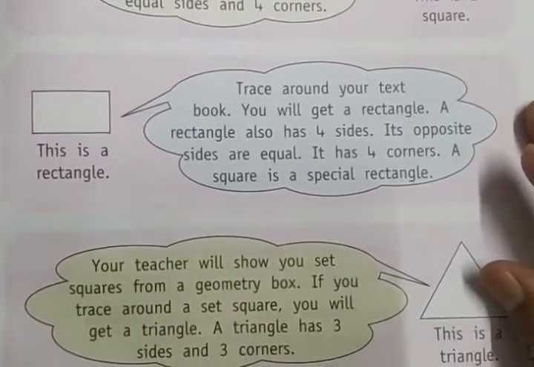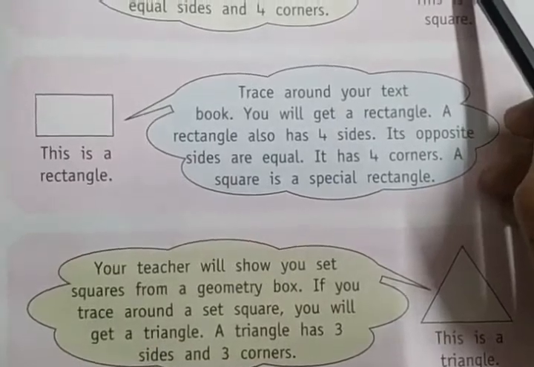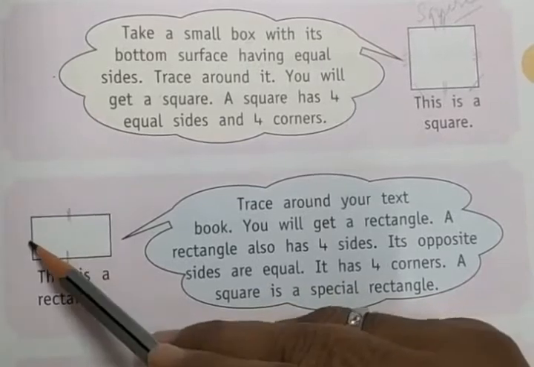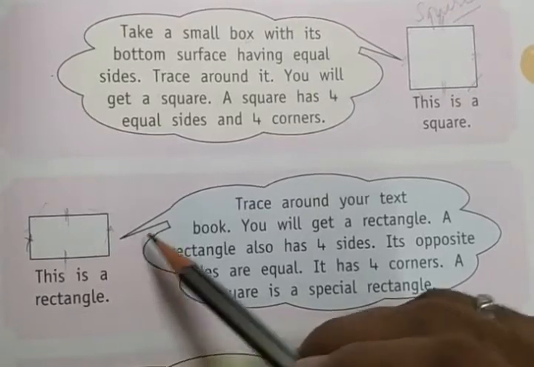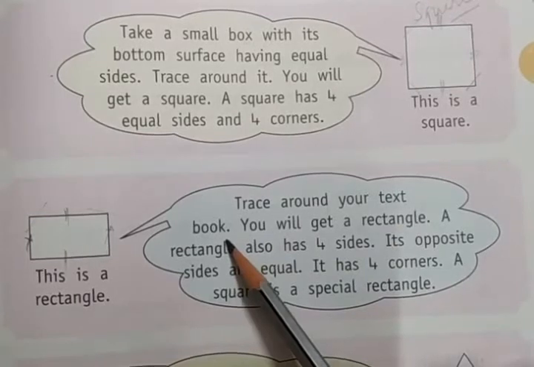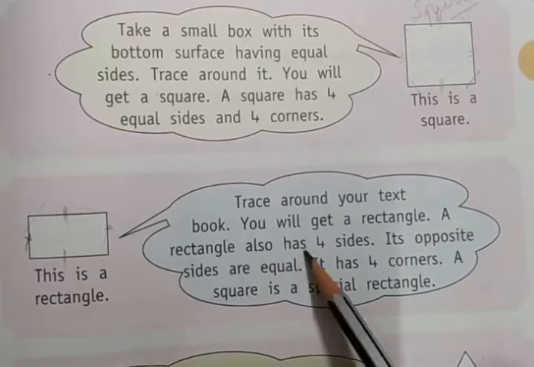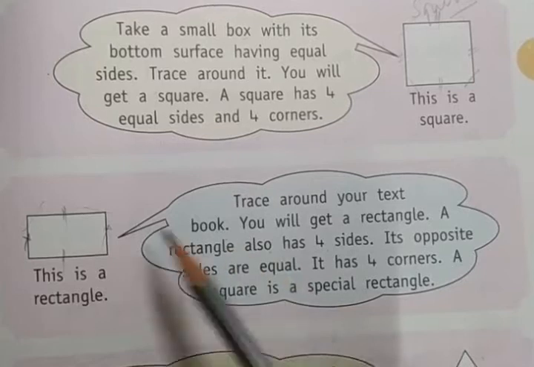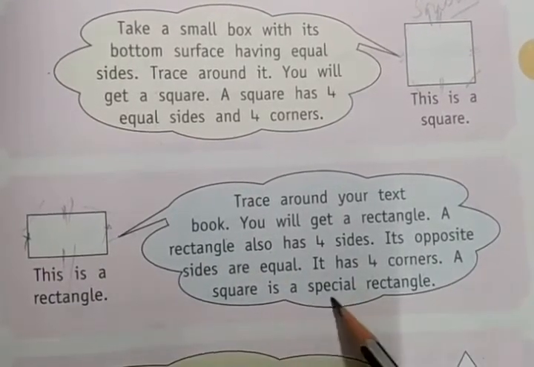So here it looks like a rectangle. The major difference between a square and a rectangle is that in a rectangle only the opposite sides are equal in size, and it has 4 corners. Trace around your textbook, you will get a rectangle. A rectangle also has 4 sides. Its opposite sides are equal. And it has 4 corners. A square is a special rectangle.